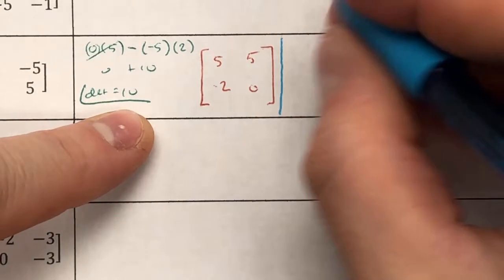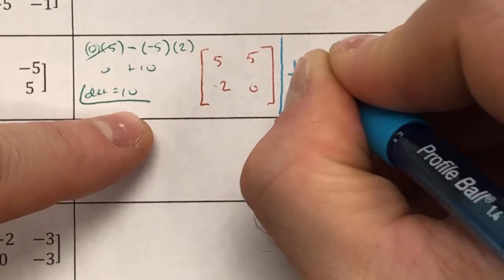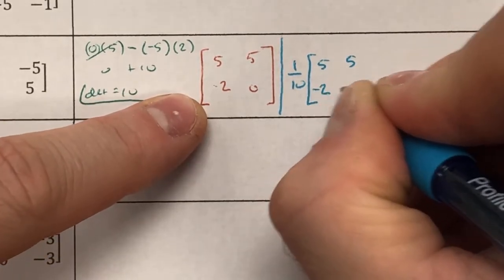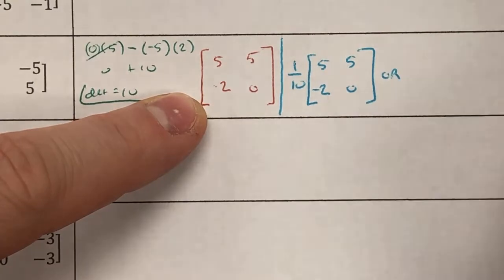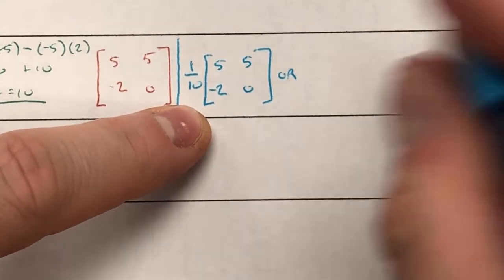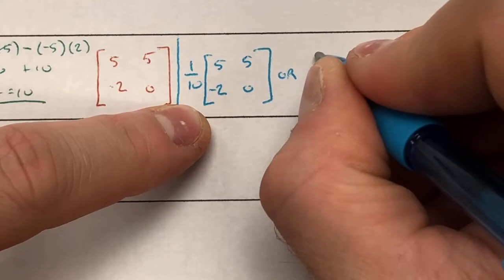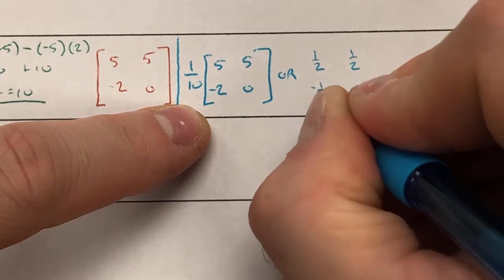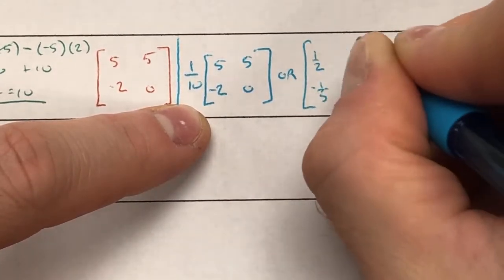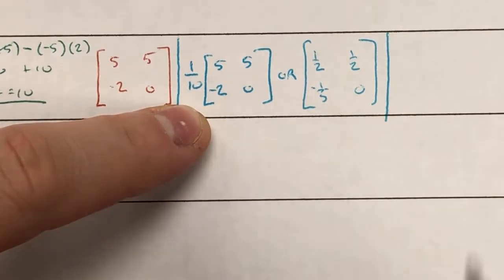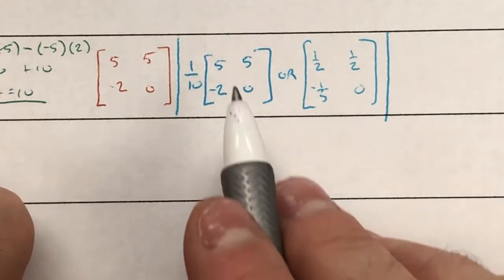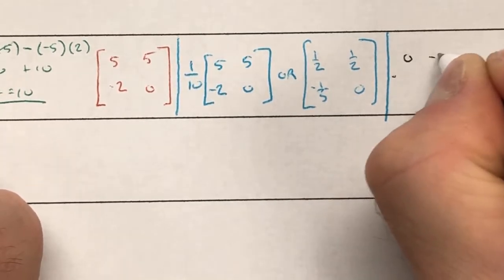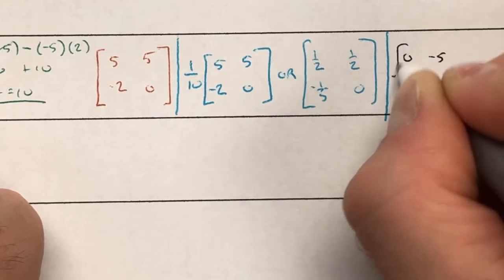Do we want to pick the scaled version, which is going to be 1/10 times this, 5, 5, negative 2, 0? Or do we want to pick the forced in scale version where we say, okay, let's take 1/10 of all this. So 5/10 is 1/2, 1/2, 2/10 is negative 1/5, 0. Cool. Regardless of which one you picked, you're going to multiply it times the original of 0, negative 5, 2, 5.